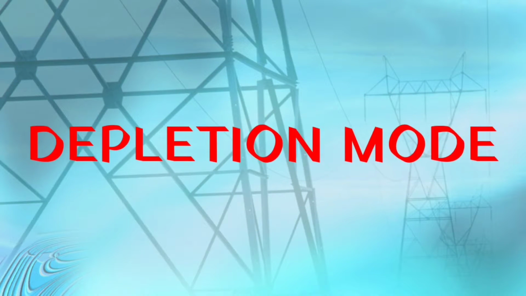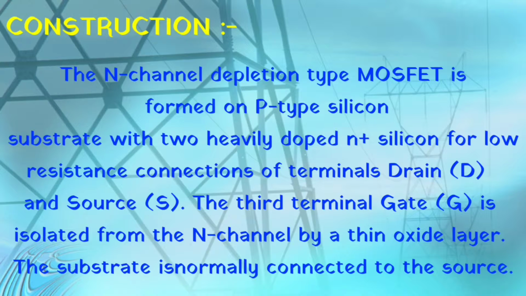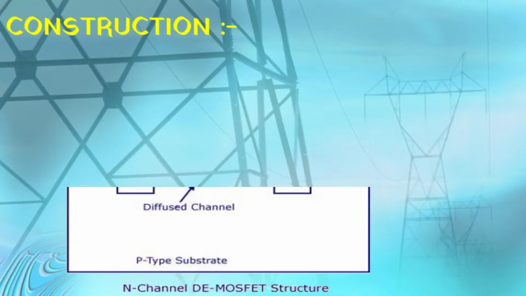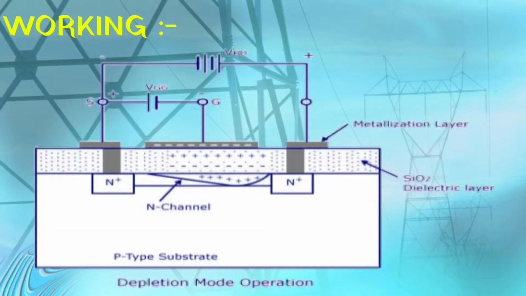First is the construction of depletion mode. The N-channel depletion type MOSFET is formed on P-type silicon substrate with two heavily doped N plus silicon regions for low resistance connections of terminals, drain and source. The third terminal, which is gate, is isolated from the N-channel by a thin oxide layer and the substrate is normally connected to source. After the construction, we will see the working of the N-channel depletion type MOSFET.